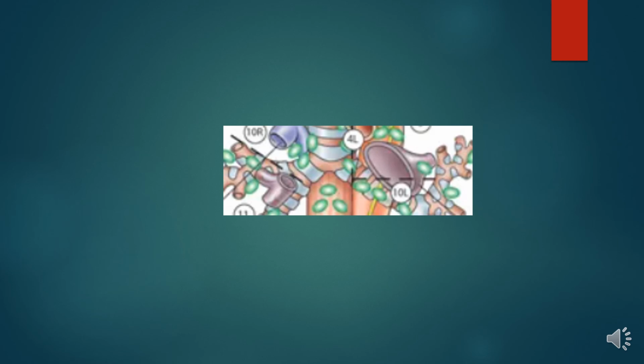VATS provides a direct visualization, and we can take the N2 nodes and N1 nodes biopsy, and in early stages they can be wedged out, or the tumor could be taken out as segmentectomy or lobectomy.